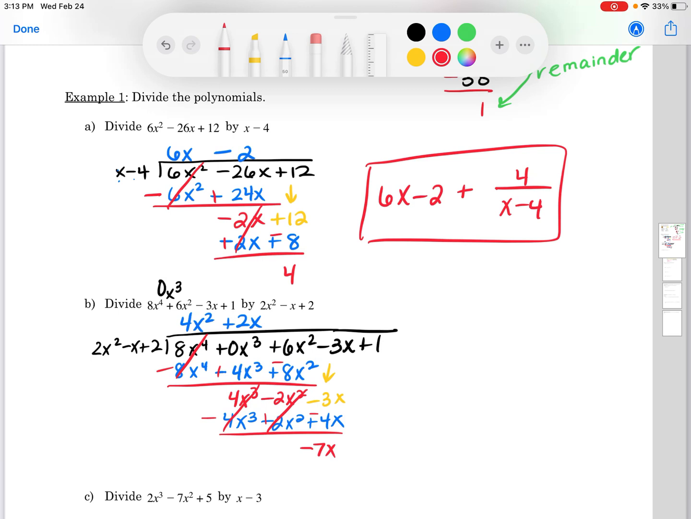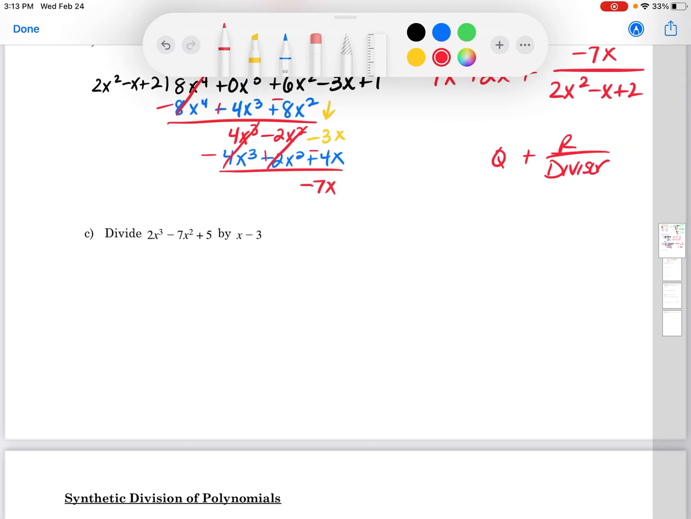My answer is going to be the quotient plus the remainder over the divisor. Okay, so it's quotient plus remainder over divisor. All right. Let's see one more, and then I'll show you guys a shortcut.